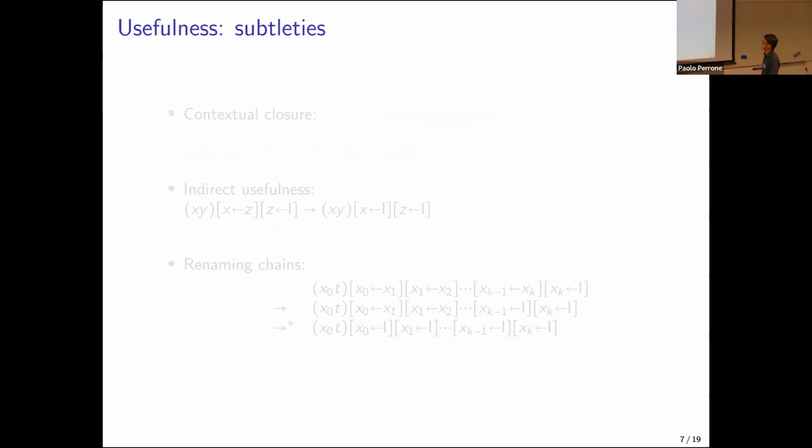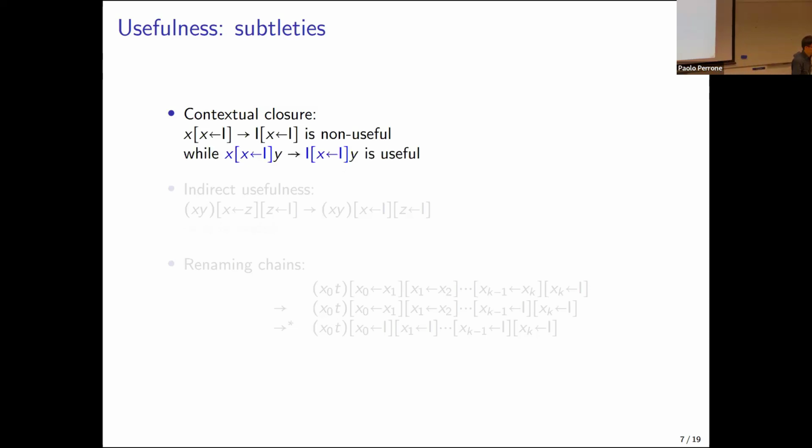There are some subtleties in the notion of usefulness that I'm going to show you. The first thing is about contextual closure. We might expect the notion of useful or non-useful steps to be closed by contexts, but it actually is not. If we have a useful step and we put it under any context, it is definitely useful, right? But it's not true for non-useful steps. For example, here, this step is not useful, as shown before. But if we apply the whole term to variable y, we return any term here, and this is actually useful.